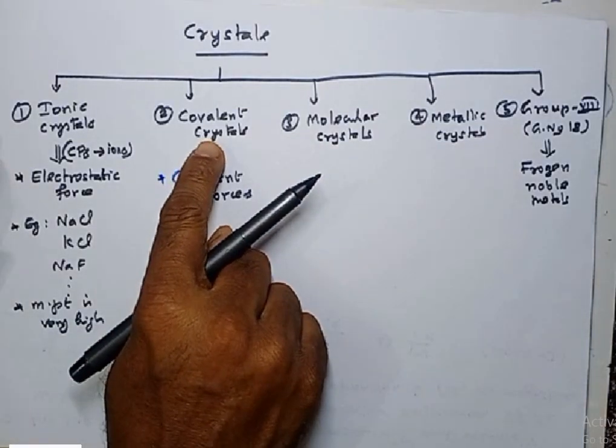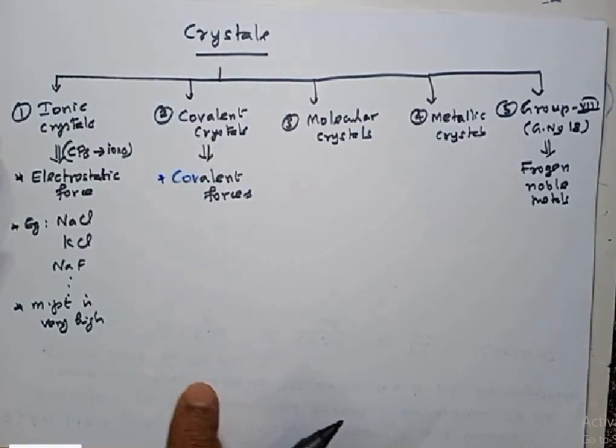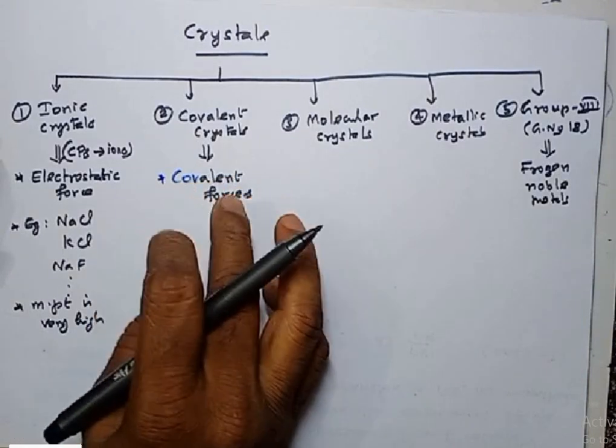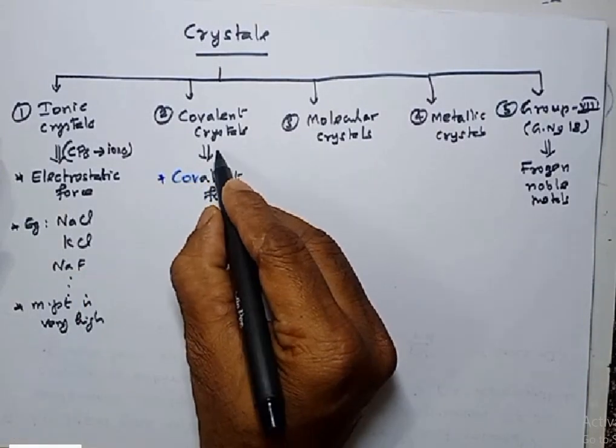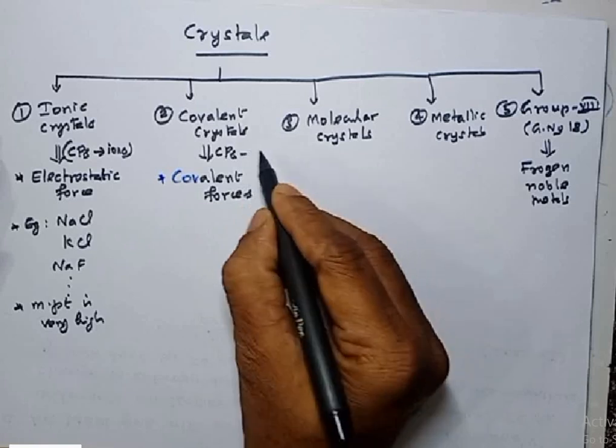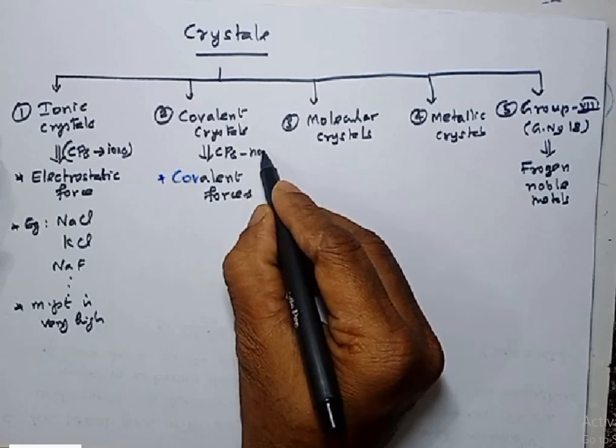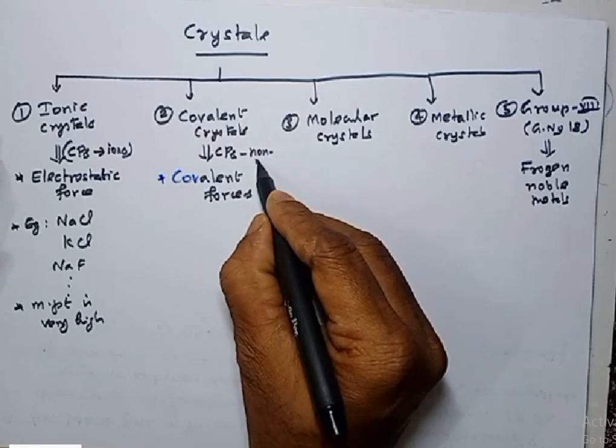Then in covalent crystals, the constituent particles are usually non-metal atoms, non-metallic elements.